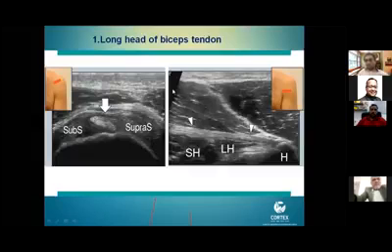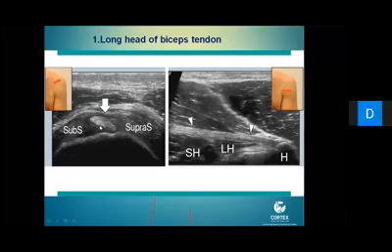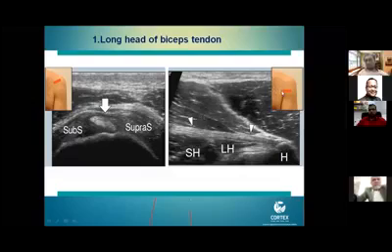For that, you have to scan the upper part. From the bicipital groove, you move upwards to see the intra-articular part of the biceps tendon. Here you can see medially it is the subscapularis and laterally it is the supraspinatus. In between, this is the rotator cuff interval, where you can see the biceps tendon. And below also, you have to move the probe below.